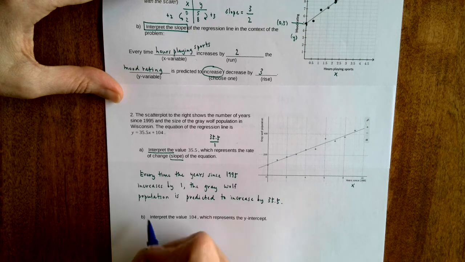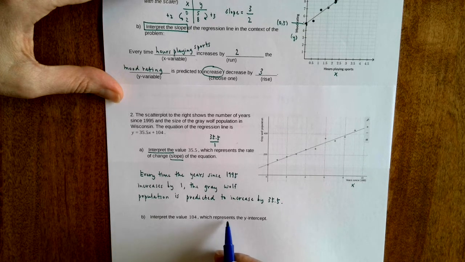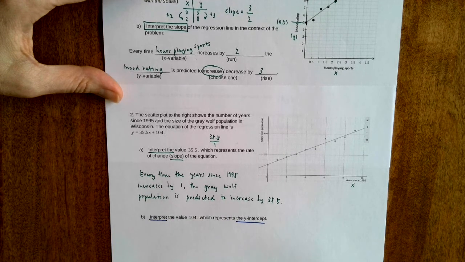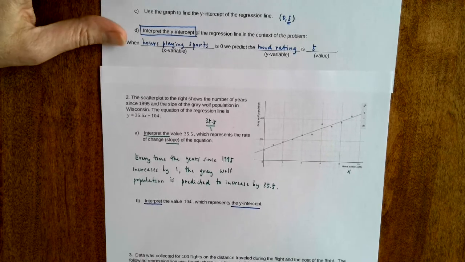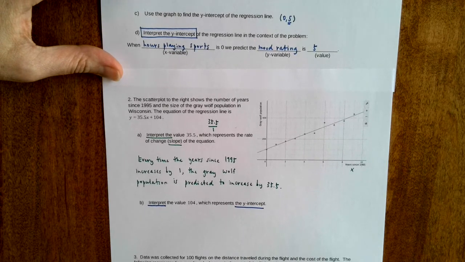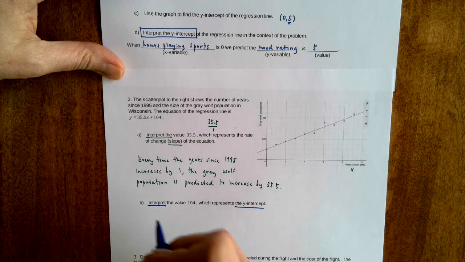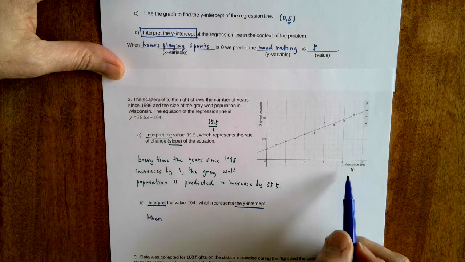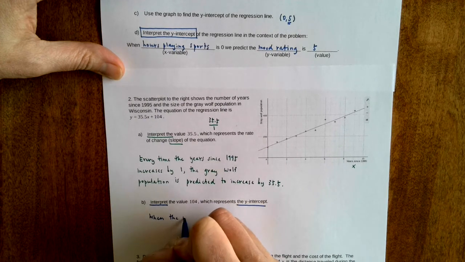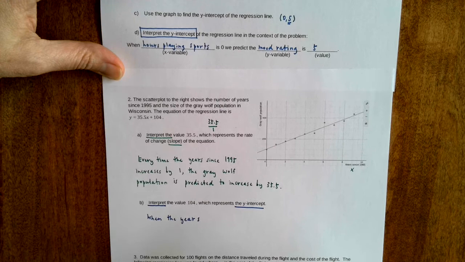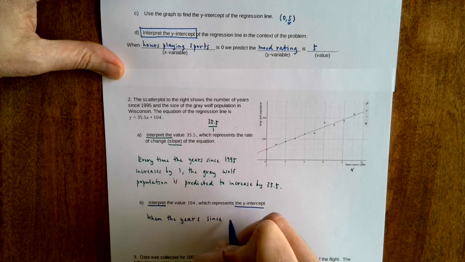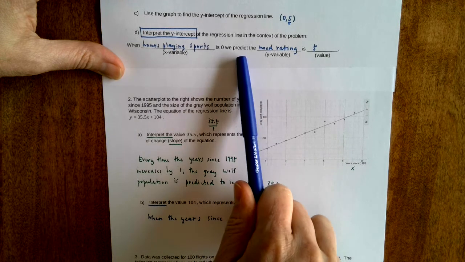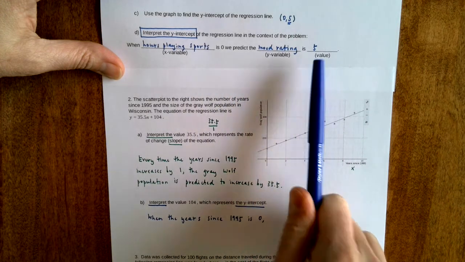Now, the next part is asking us to interpret the value 104, which represents the y-intercept. So they're asking us to interpret the y-intercept. So that was our second sentence down here. That starts off like this. When our x variable is 0, so when the years since 1995 is 0, we predict the y variable is, and then give the value.